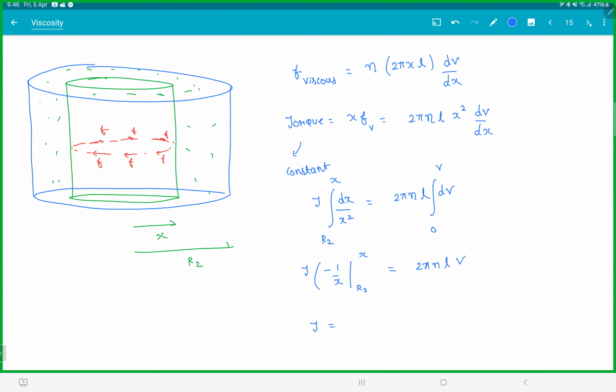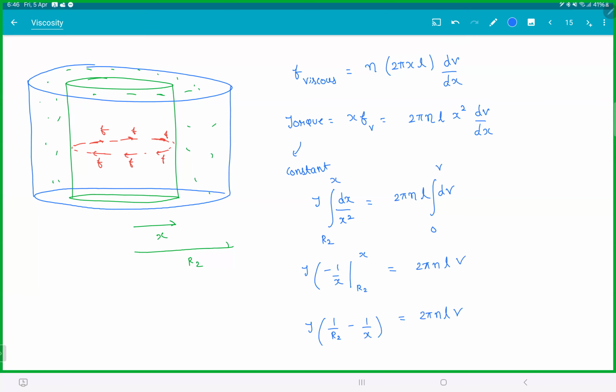So torque times 1 by R2 minus 1 by X is equal to 2 pi eta LV. Clear? Did I miss something here? Looks right. It is 0 at R2, and it is V at X. Fair enough. Or I'll do one thing. Let me find the torque only first of all. Yeah, this is fine.